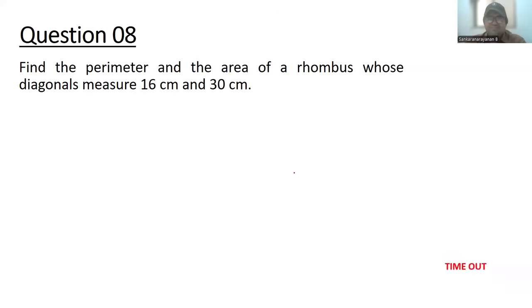Okay, time out. In this question, you are asked to find the perimeter and the area of a rhombus. The diagonals measure 16 and 30 centimeters. See, for the area of the rhombus, when the diagonal measurements are given, you can finish it very easily. Remember, when the two diagonals are given, the area of the given rhombus will be equal to half d1 into d2.